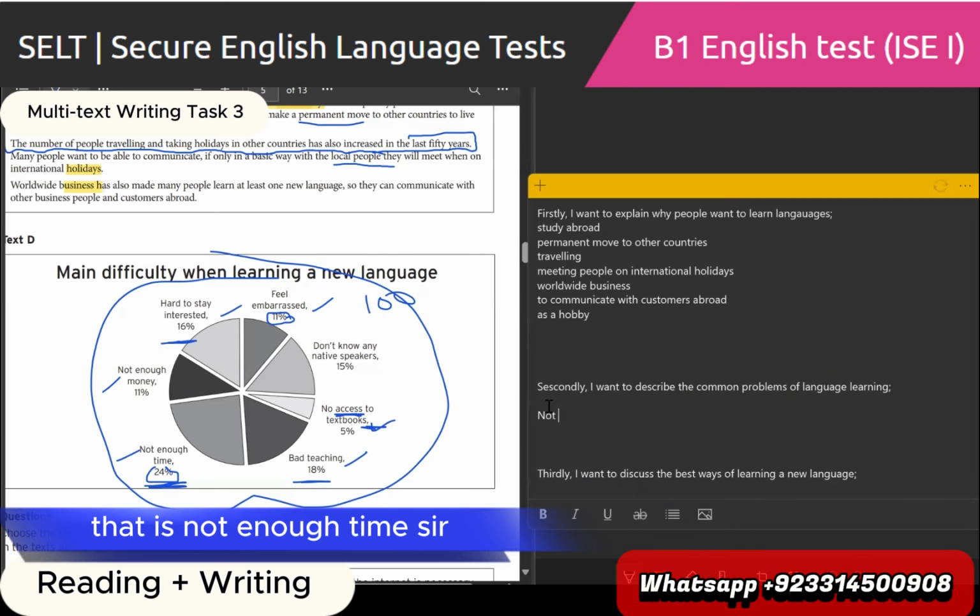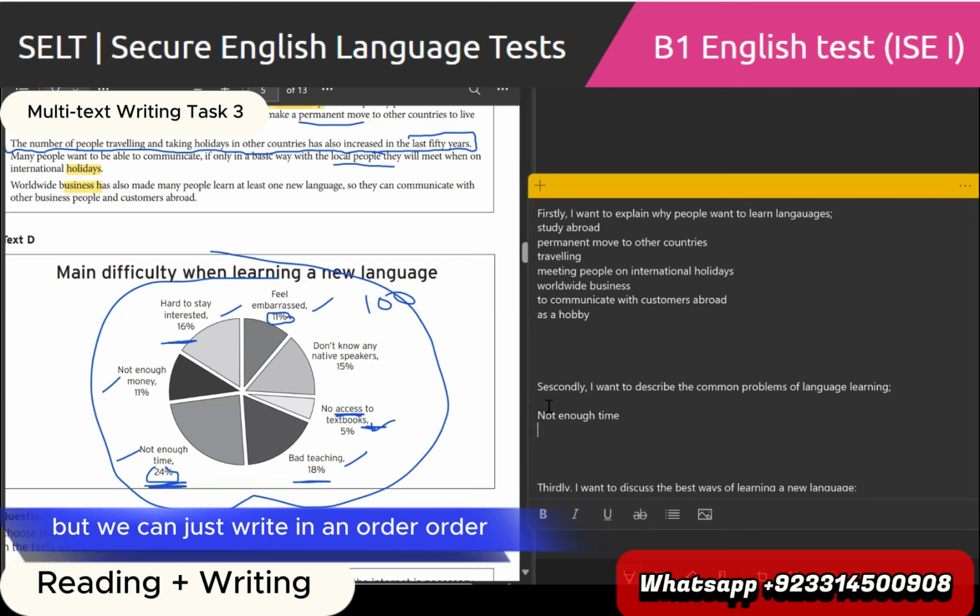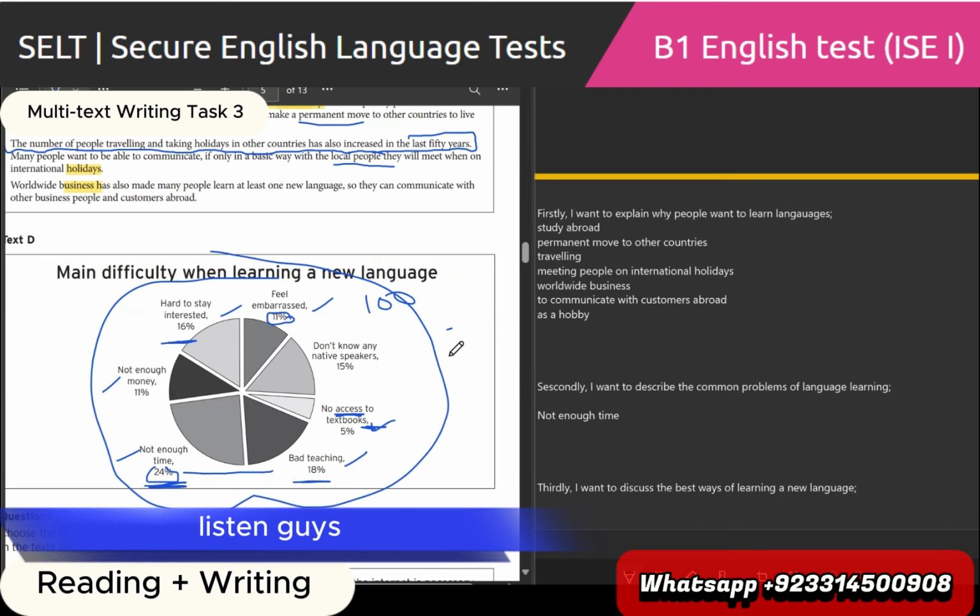Not enough time, sir. 24. Not enough time. Yes, not enough time. 24. You don't have to write the percentage, but we can just write in an order. Not enough time. After that, what should I write? No access to textbooks. Listen, guys, please work it like this. 24, 18, 16, 11, 15.